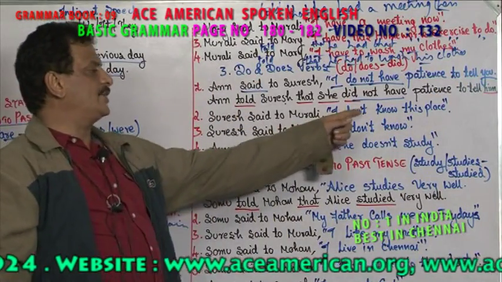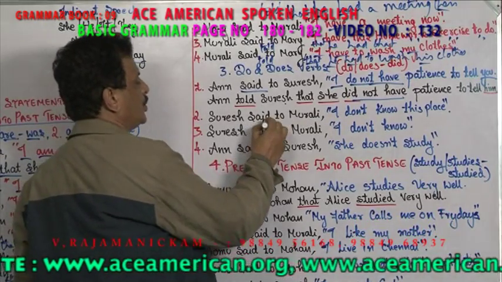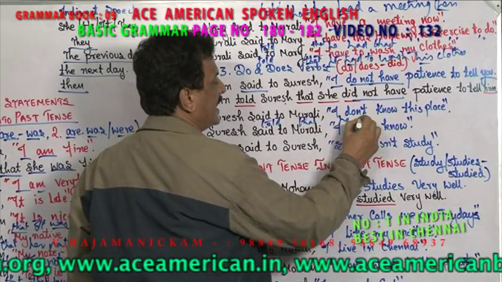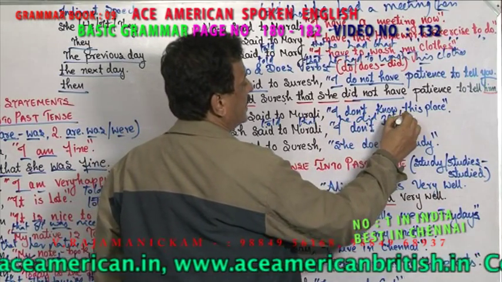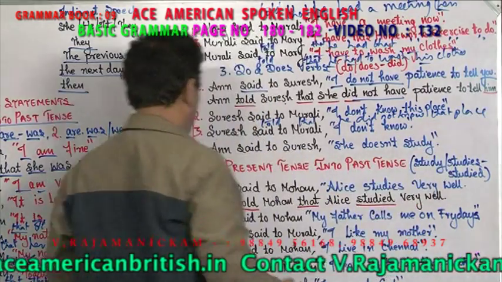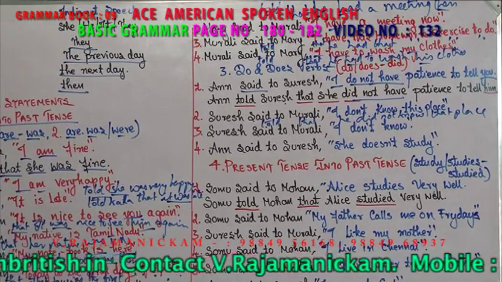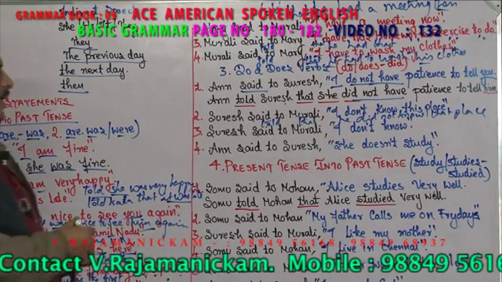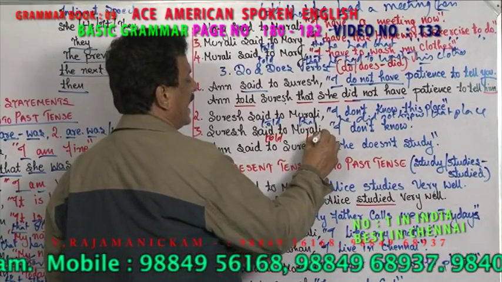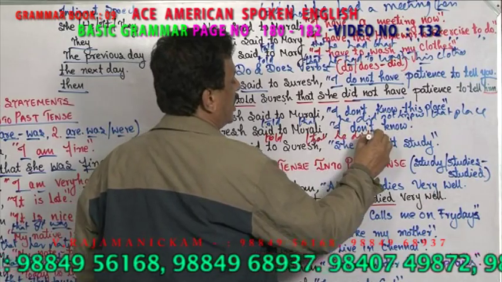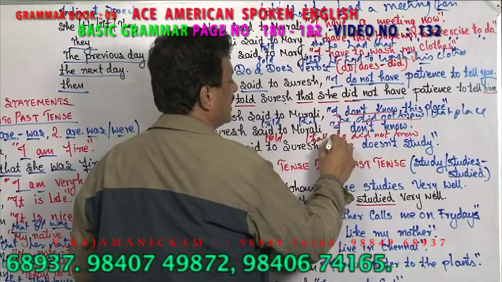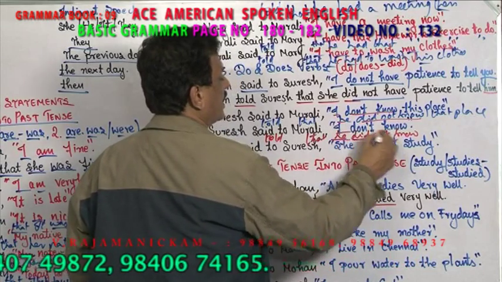Suresh said to Murali, I don't know this place. So, Suresh told Murali that I changes into he, did not know that place. This place changes into that place. Next, coming here, Suresh said to Murali, I don't know. So, Suresh told Murali that he did not know. I do not know changes into he did not know.